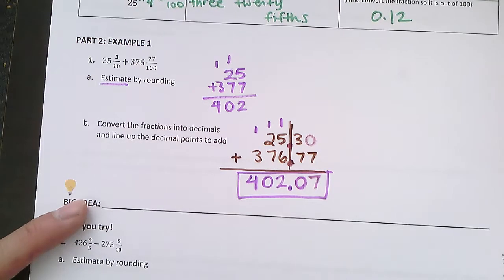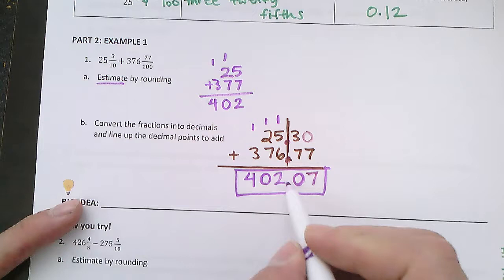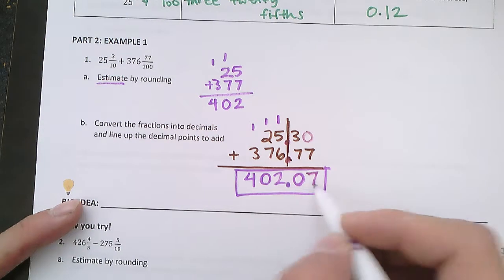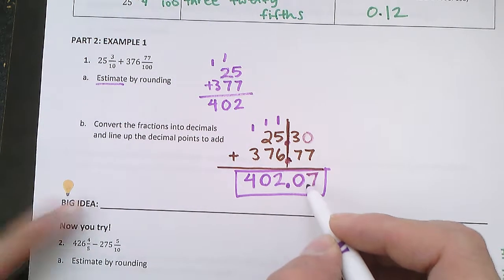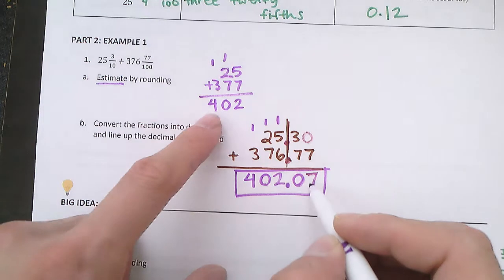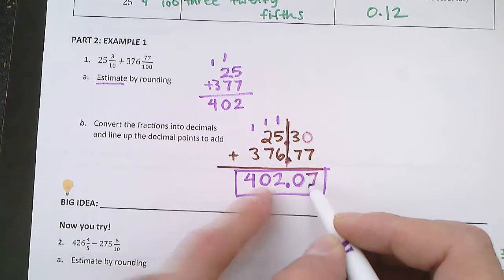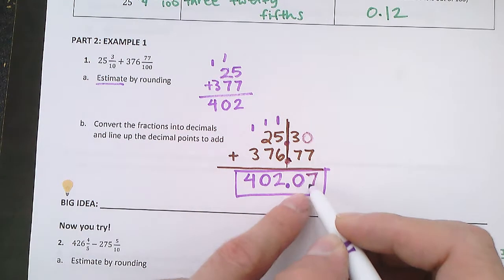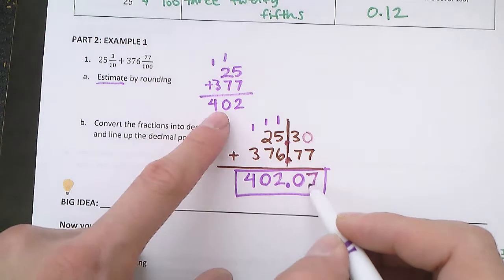There we go. And so for example, maybe if you messed up the decimal place and maybe you accidentally put it over here, you would know by looking at your estimate that it was wrong because you would get 4,020 and you'd say, wait a minute, 4,020 is nothing close to 402.